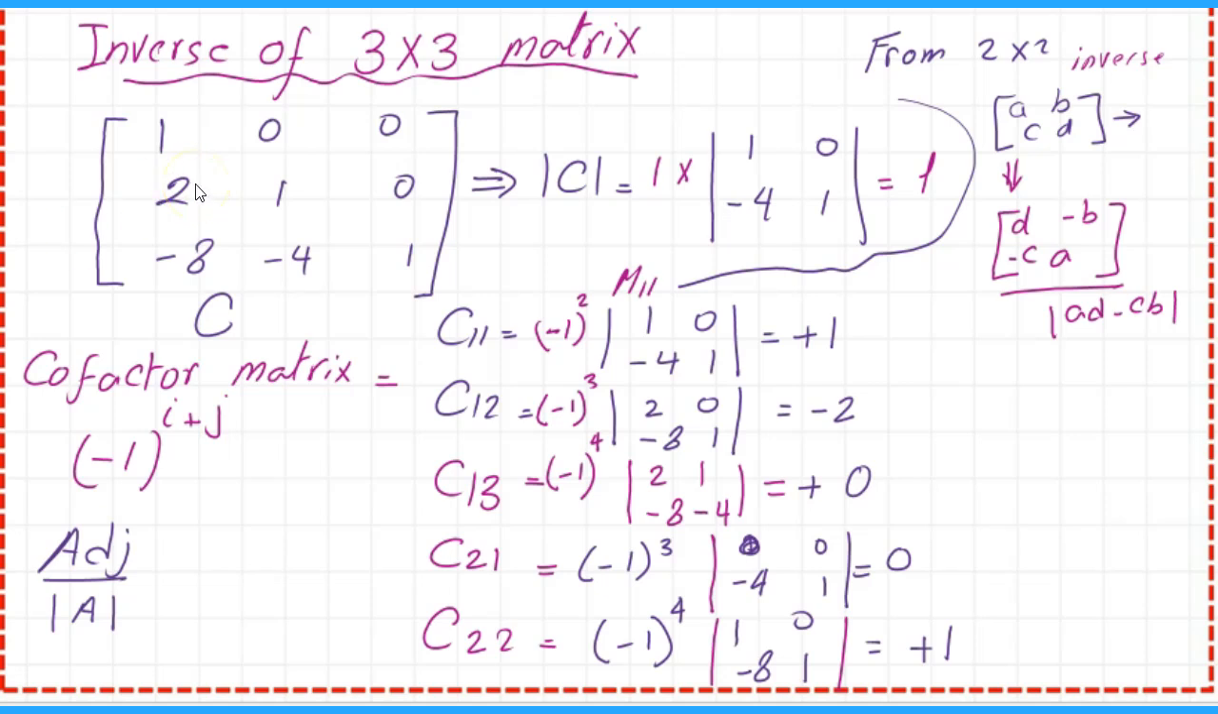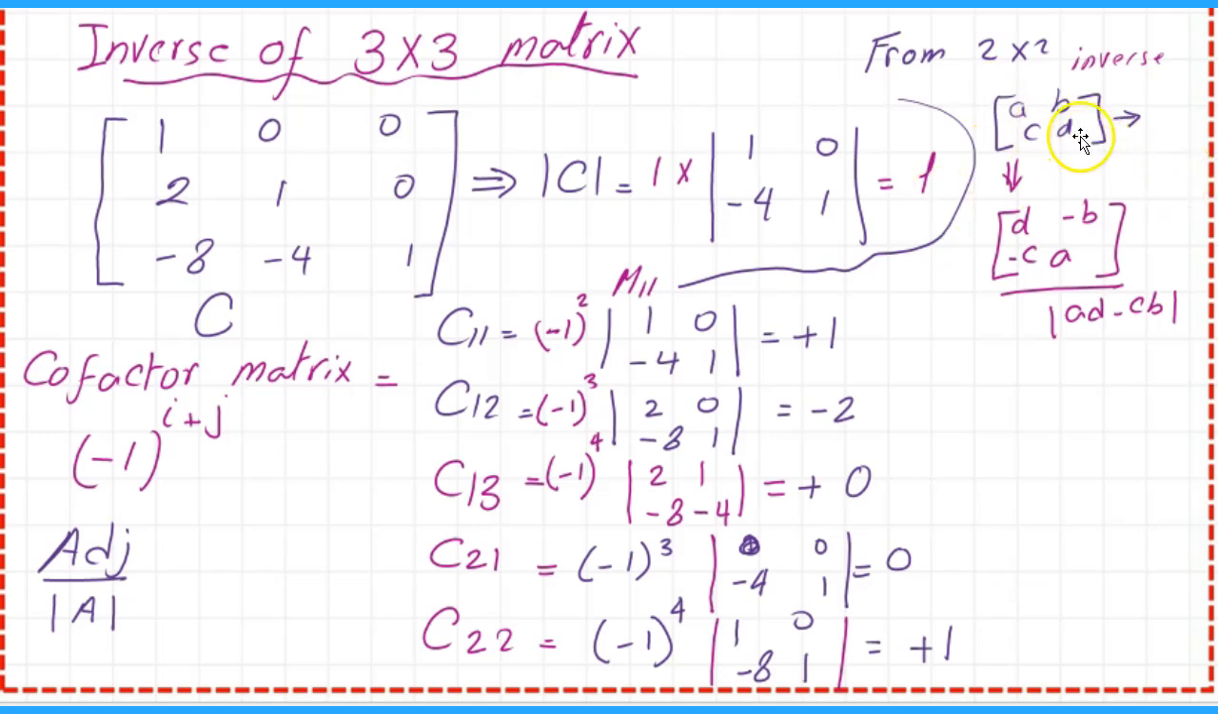This is a matrix already. We call it E3. We call it C, any name. What will be the determinant value? The determinant value will be 1 multiplied by 1, and this is positive, so we get a determinant value of 1. The minors and cofactors we have used before for the inverse matrix of 2 by 2.